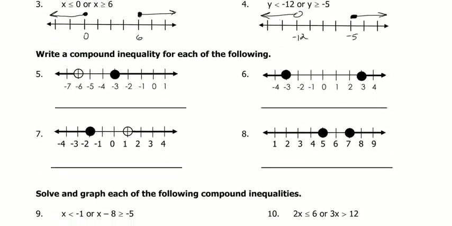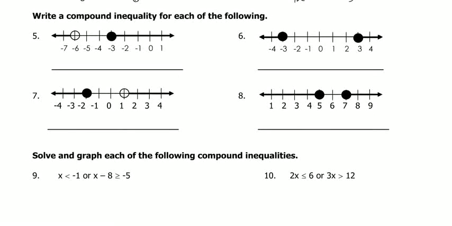And moving right along. Now, numbers 5 through 8, they are asking us to write the inequality for each of the following. These aren't too bad. We're going to write out -6 and -3. We need x to be less than -6, or x is greater than or equal to -3. We're going to put an or in the middle.